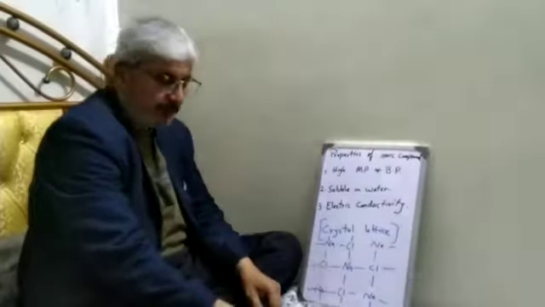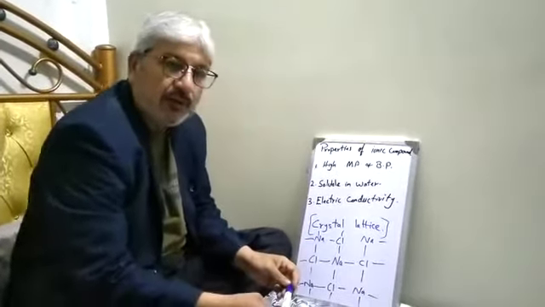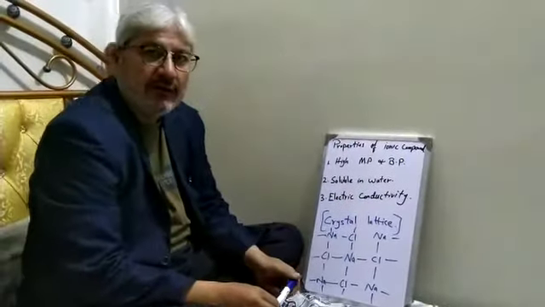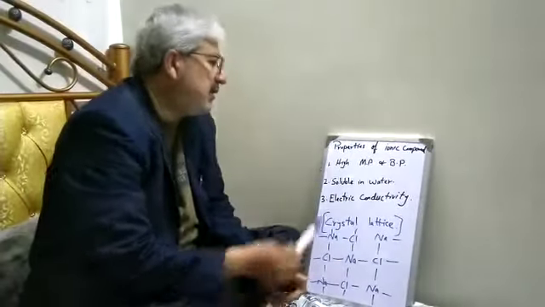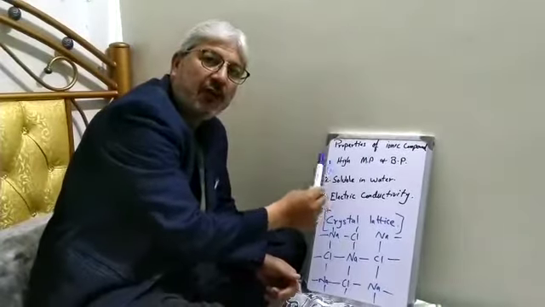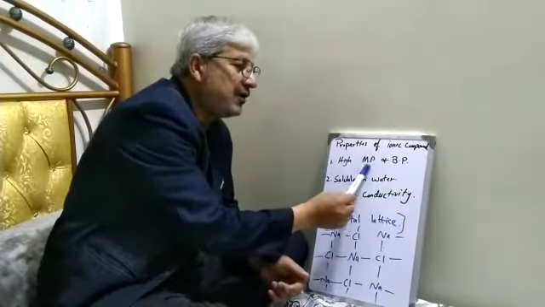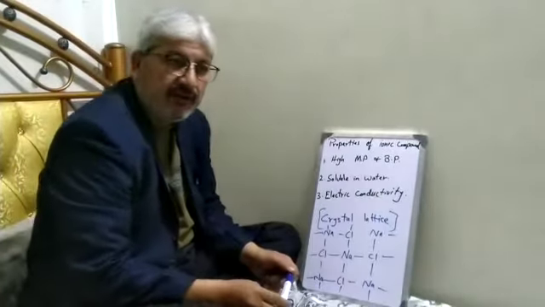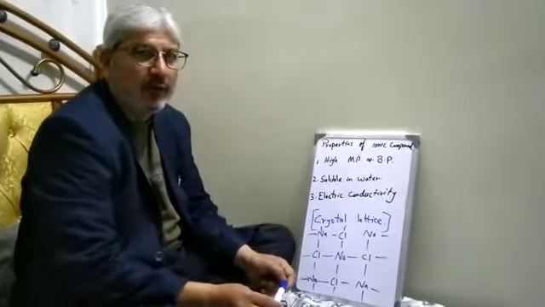And good morning. Today we are going to understand the properties of ionic compounds. Number one is that ionic compounds normally have a high melting point and boiling point. Now, what is the reason for the high melting point and boiling point?